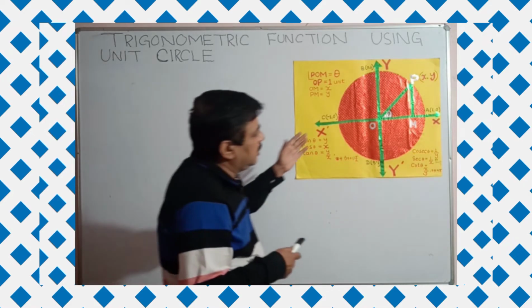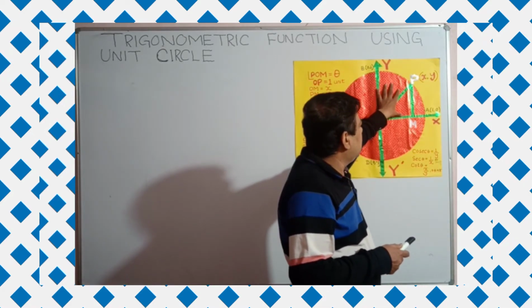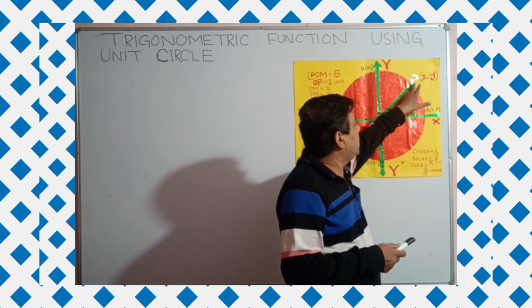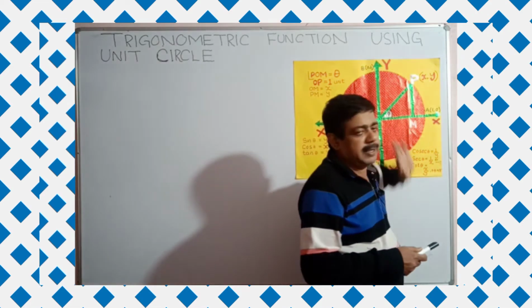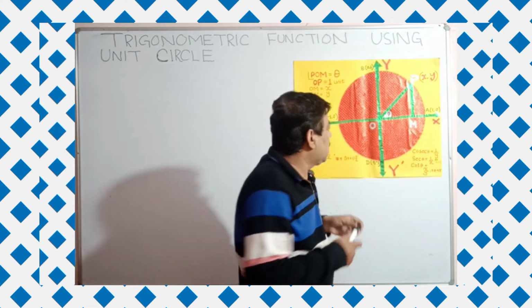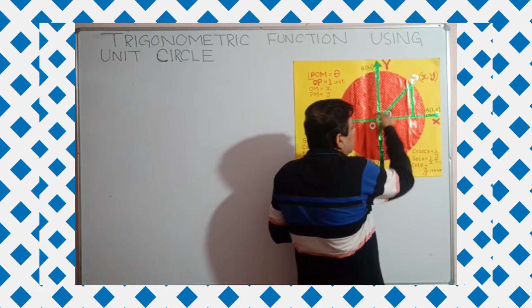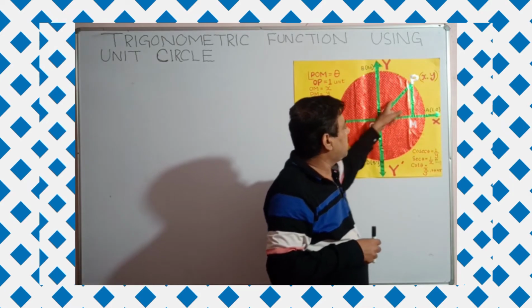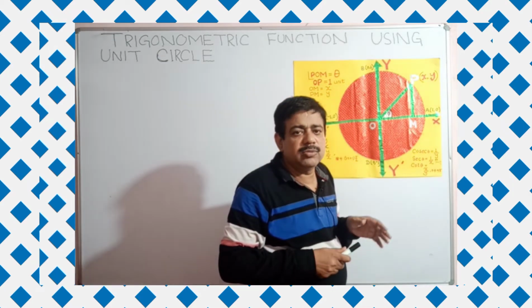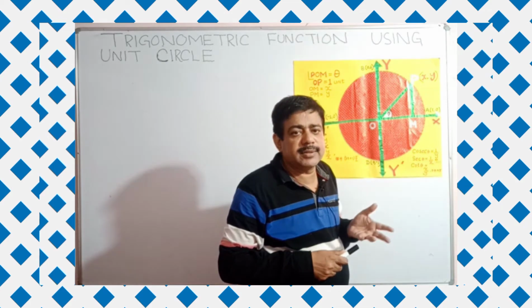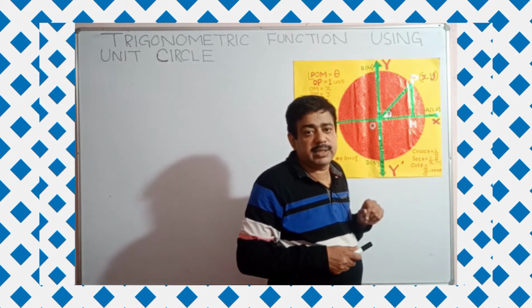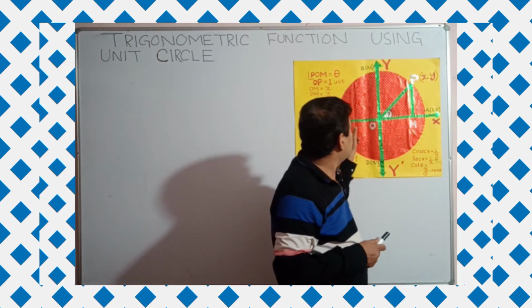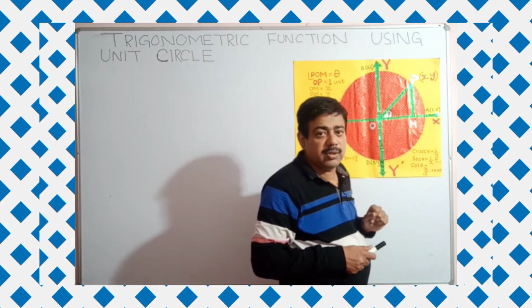Here I have taken any point on the circle. Let P be any point on the circle whose coordinate is (x, y). Now join the origin to P. OP is the radius of the circle, so the length of OP is 1 unit. And here PM perpendicular to the x-axis is drawn.